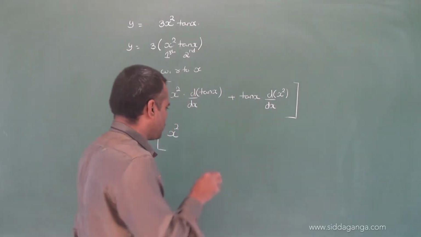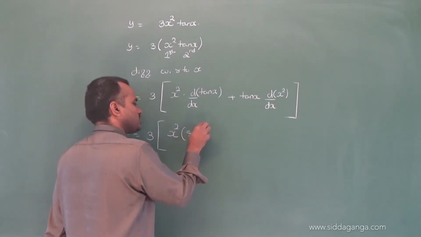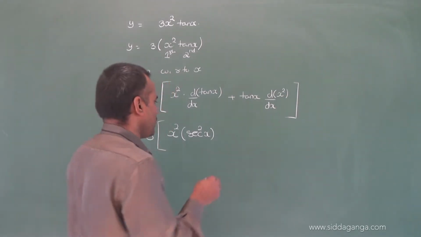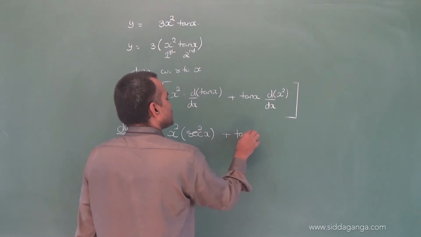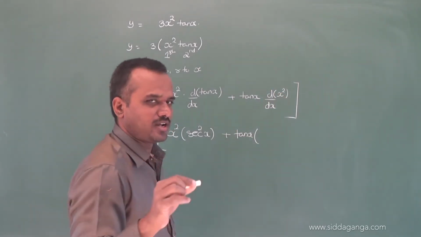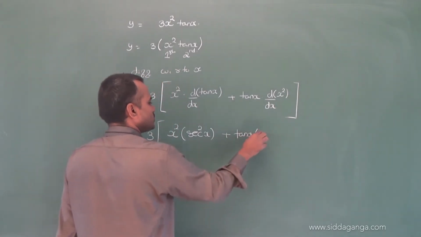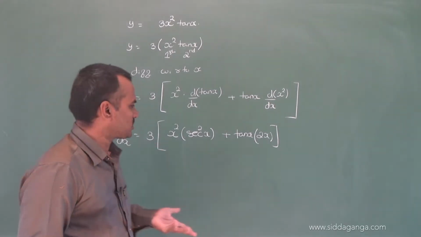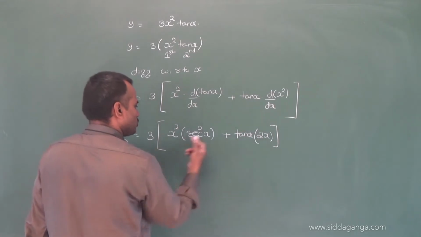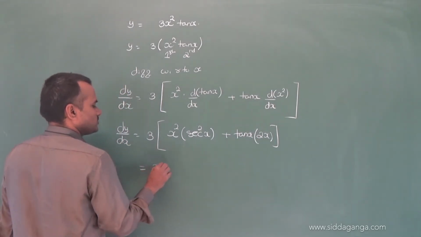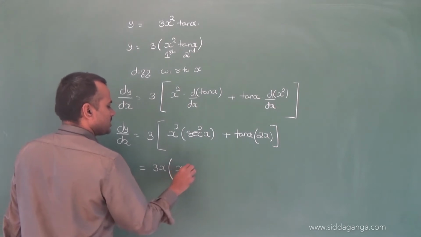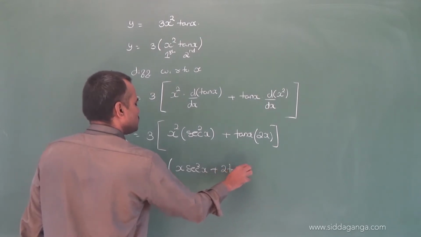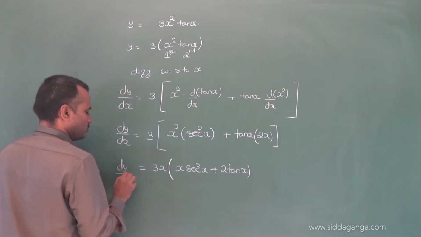Everyone knows derivative of tan x is what? Secant square x. Derivative of tan x is what? Secant square x plus tan x into x to the power n, n into x to the power n minus 1. X square is 2x. If you keep as it is, no problem. Otherwise, if you want to continue, no problem. In these two terms, take x common, 3x into x secant square x plus 2 tan x.